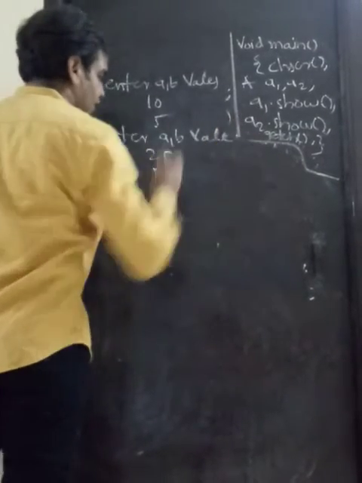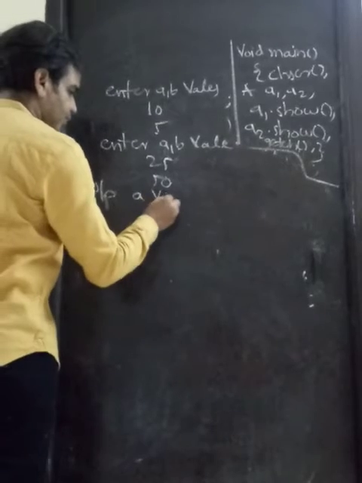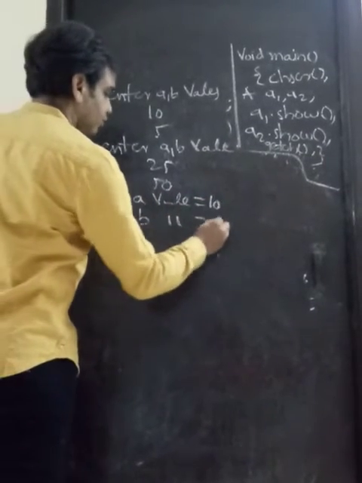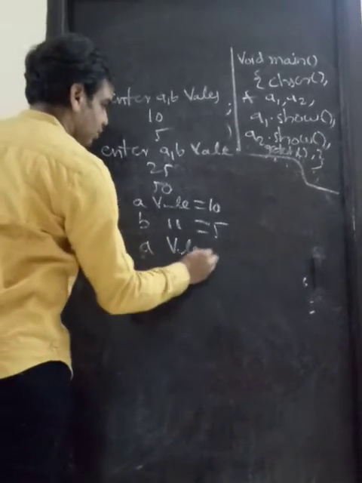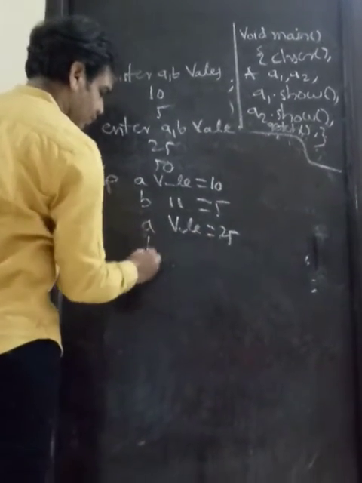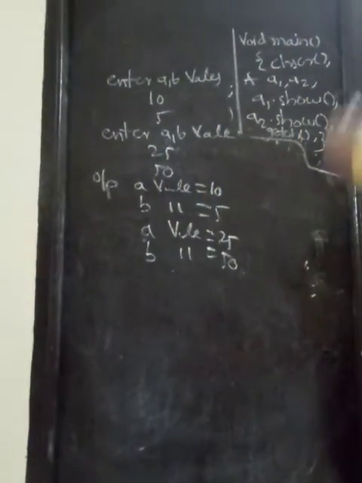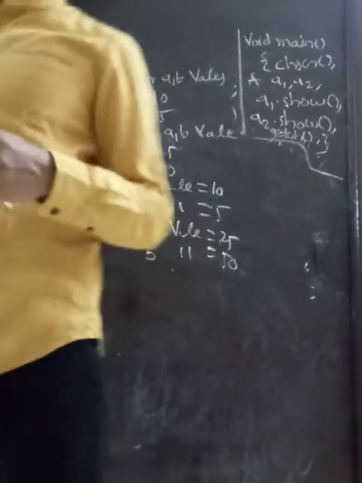Then with the A1 object it will display the output: A value is equal to 10, B value is equal to 5. Again, A value is equal to 25, B value is equal to 50. So it will display that. This is the way of executing a program with a constructor function.